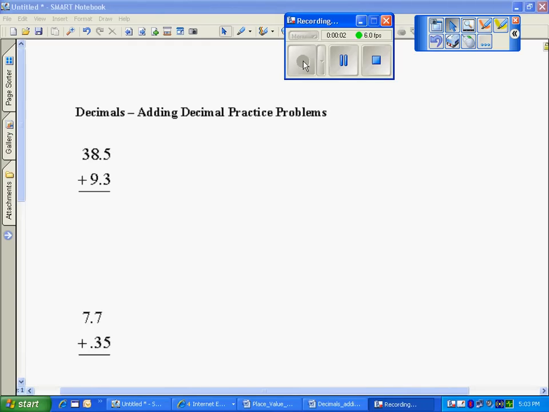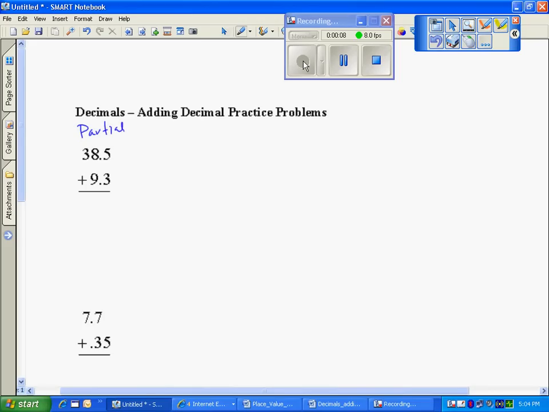Practice problems for adding decimals on your homework, you'll need to do both the partial sums, and you will also be required to decompose.